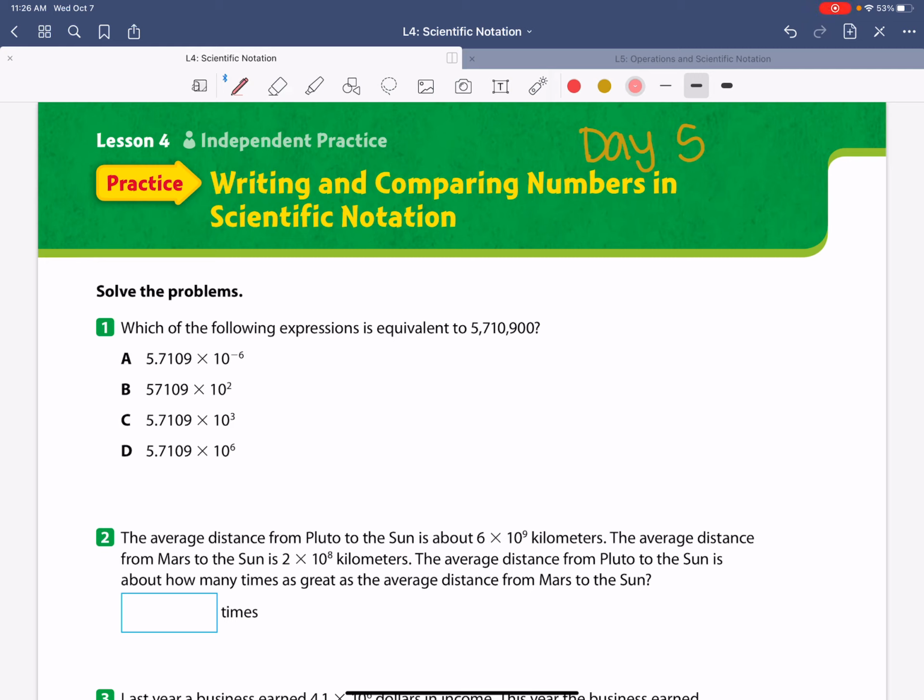We finally reached day 5. So at this point, you should have already attempted all of these problems, and now you're just reviewing. So day 5 is your independent practice where you're writing and comparing numbers in scientific notation.